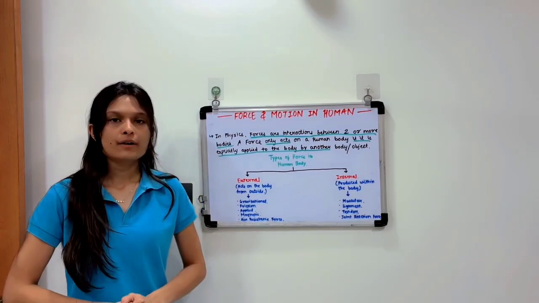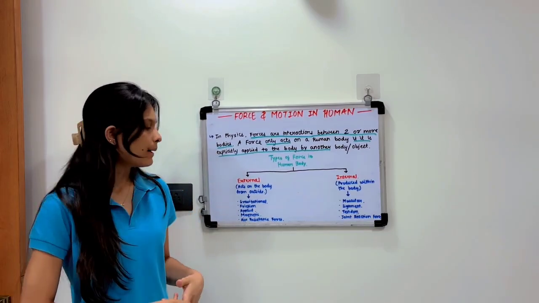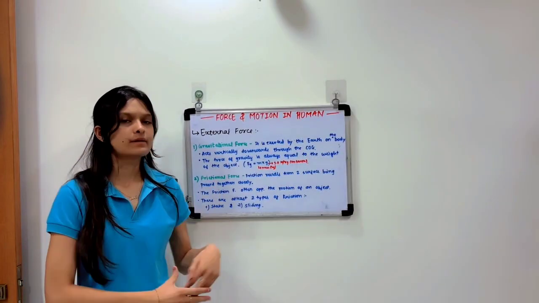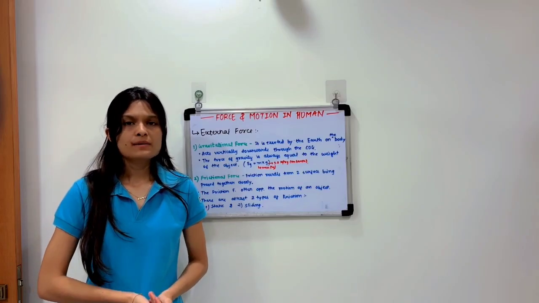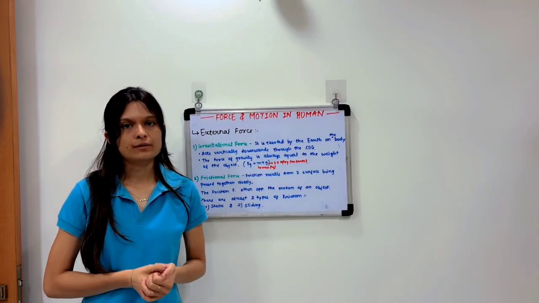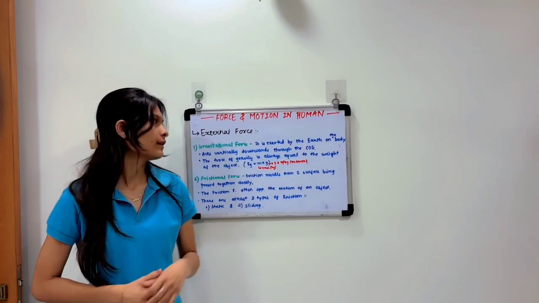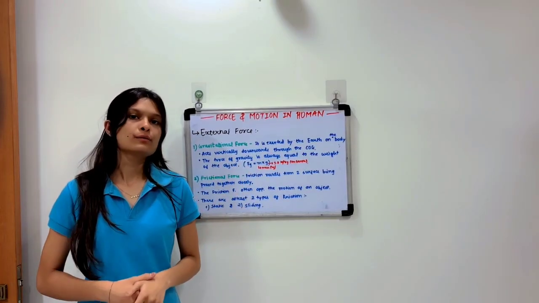There are mainly five types of external force: gravitational force, friction force, applied force, magnetic force and air resistive force. So now, external force. First, gravitational force. By definition, we can say that every object on the earth experiences a gravitational force which acts downwards towards the center of gravity of the earth. It is exerted by the earth on the body and acts vertically downwards through the COG.